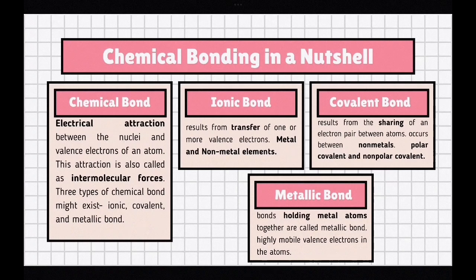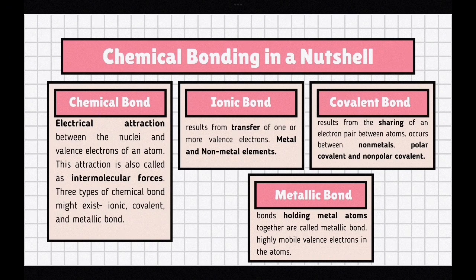For the chemical bond, definitely, it's an electrical attraction between the nuclei and valence electrons of an atom. This attraction is also called intermolecular forces, which has three types of chemical bond that might exist: ionic, covalent, and metallic bond.